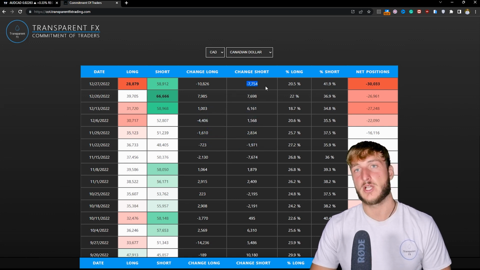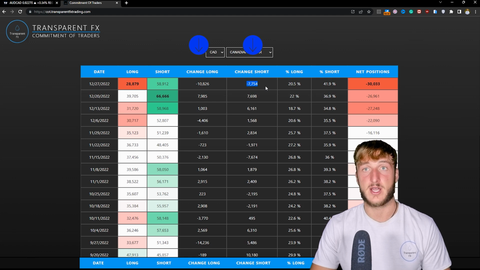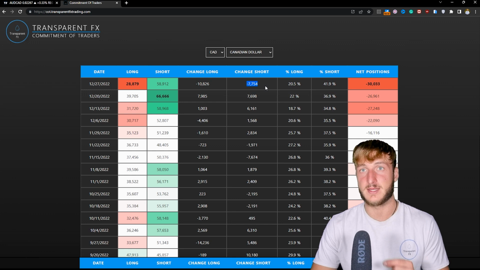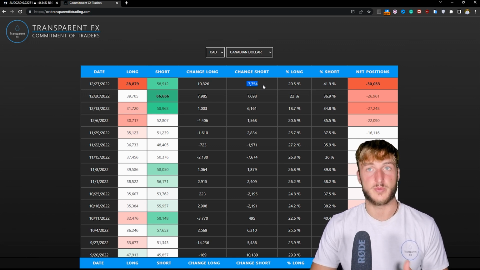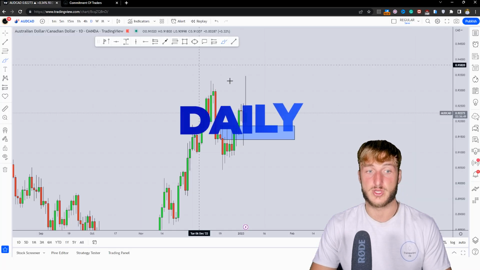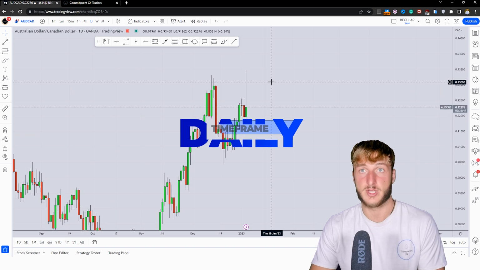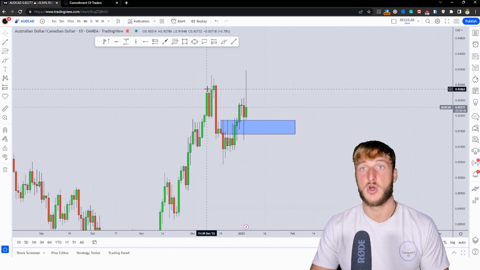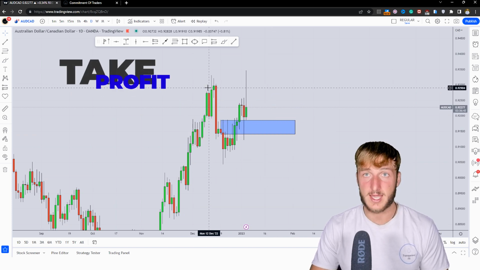In fact, we actually see 7,700 shorts getting closed from an institutional perspective, meaning that the CAD as well could start to get stronger because institutions are starting to close their shorts, therefore taking profits on their shorts on the CAD, meaning on their longs on AUD CAD in this case.